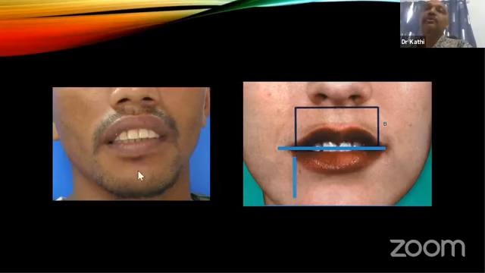So diagnosing an incisor display like this can have many causes. One of them is vertical maxillary excess, which can be corrected by surgery, or it can be because of short lips or proclined upper lips. So there are many causes of incisor display. Identify the cause so that we can do the treatment accordingly.